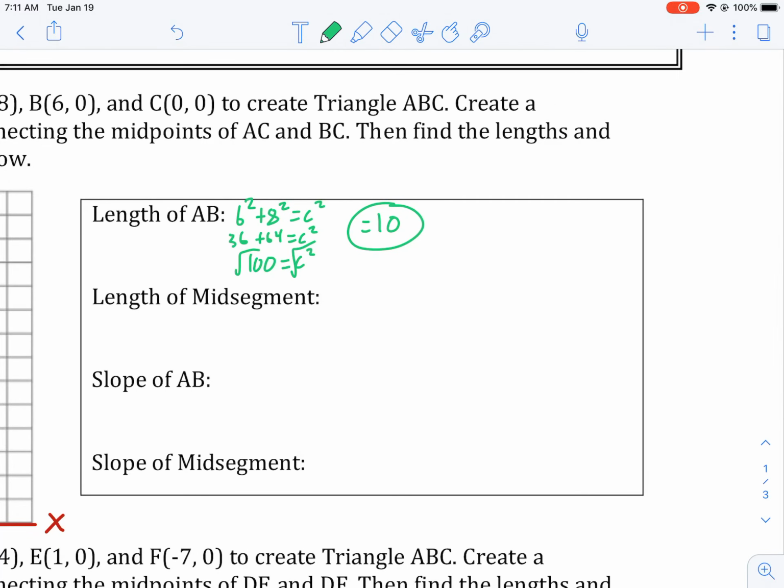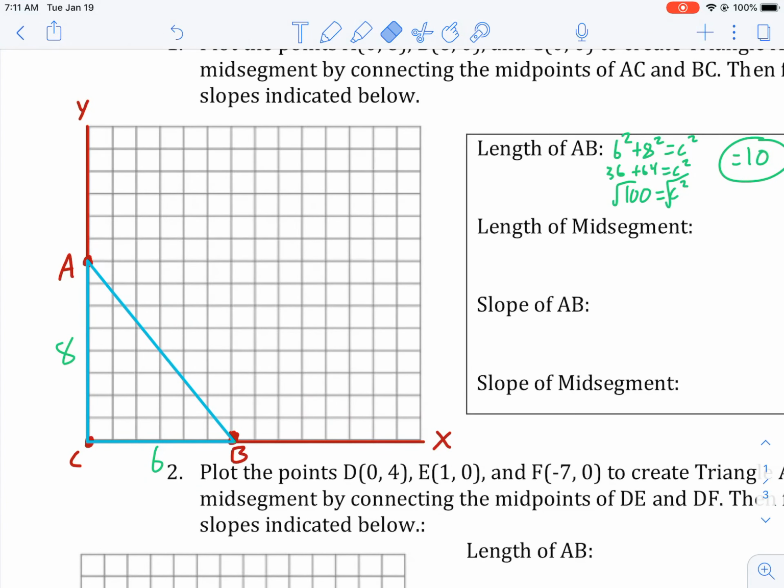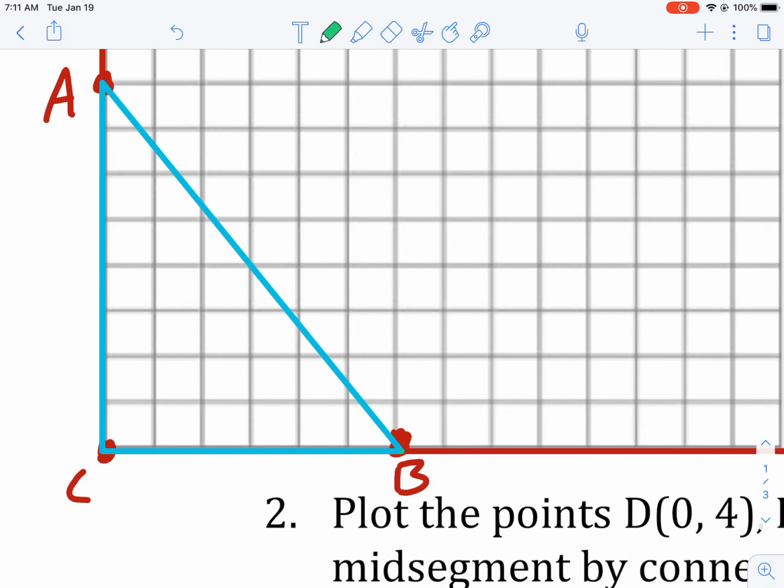Now they want us to find the length of the midsegment. All right. So in order to find the midsegment, first we have to find the midpoints, right? Because remember, it's connecting the two midpoints. Now, luckily for us, we don't have to actually use the midpoint formula, because it has a midpoint that we can just count. Similarly up, we can just go up 4. Yeah, so those are the two midpoints, all right? So the midsegment is the line connecting the two midpoints, okay?